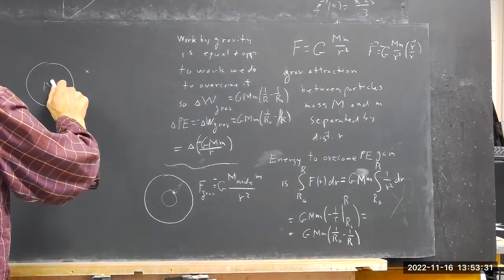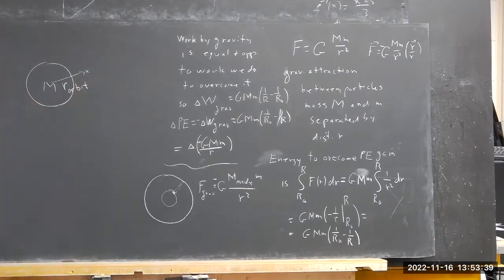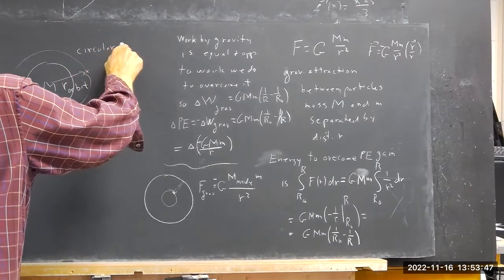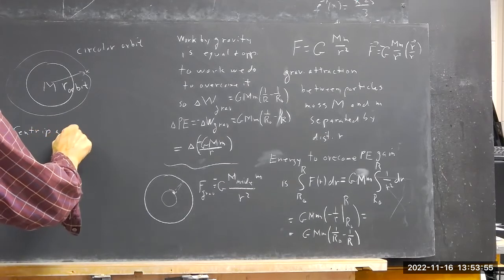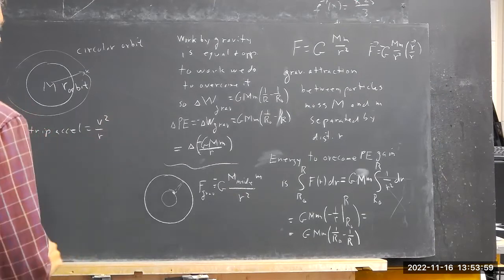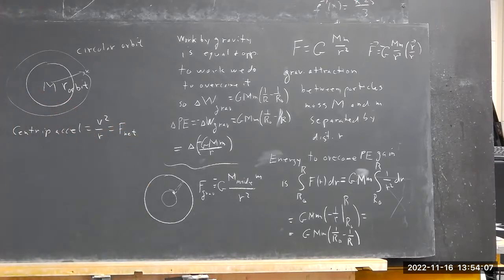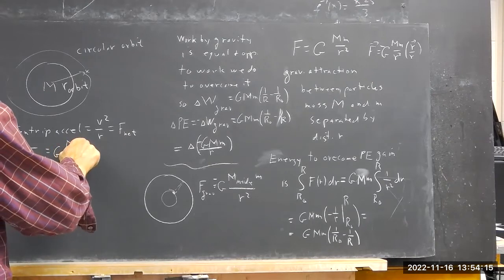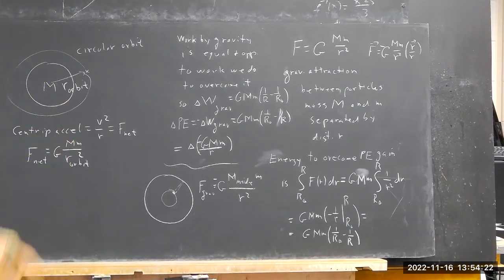So if you're out here at distance R of an orbit, and you're in a circular orbit, it doesn't look too circular. Centripetal acceleration is V squared over R, and that's all. Okay, what's another expression for your net force? It's big G times big M little m over the square of R orbit, because that's how far you are from the center of the mass.